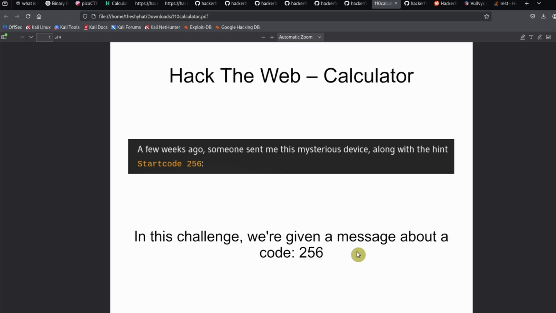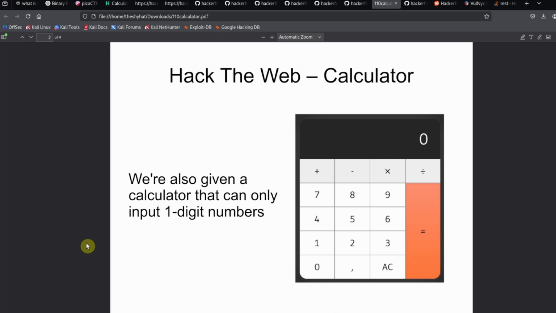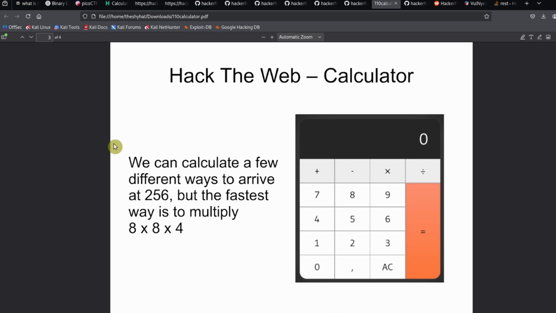In this challenge, we're given a message about a code 256, and we're also given a calculator that can only input one-digit numbers. So what we need to do is arrive at the answer 256 by doing some calculations. We can calculate a few different ways to arrive at 256, but the fastest way is to multiply 8 times 8 times 4. So what we can do is just punch those in to the calculator to arrive at the answer 256 and get the answer.